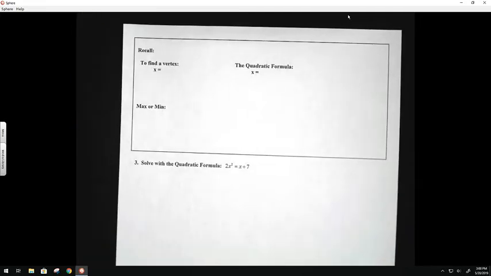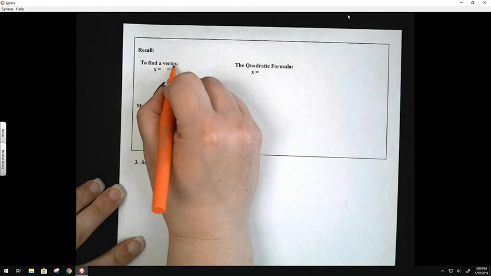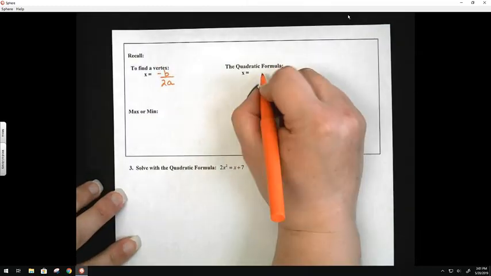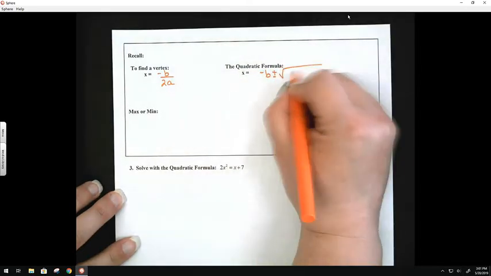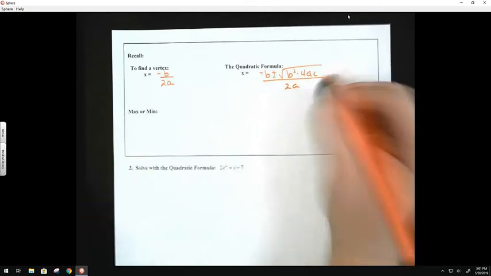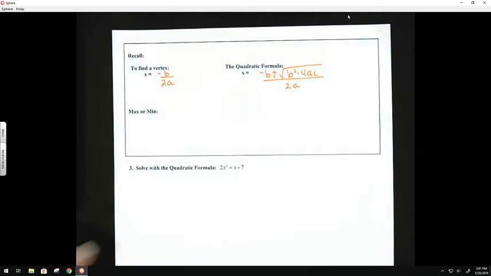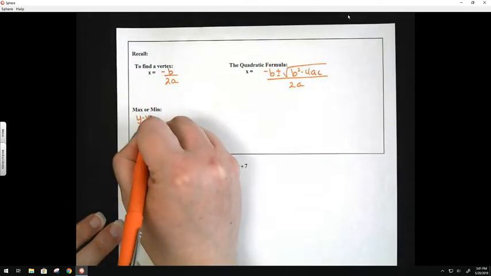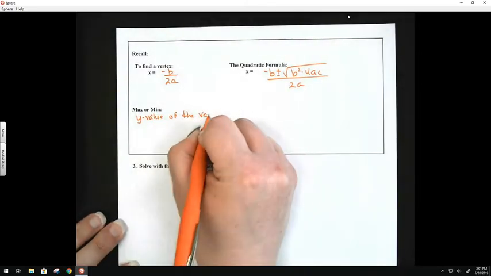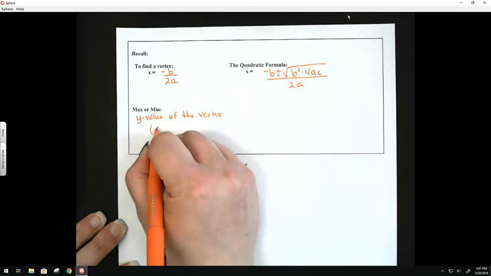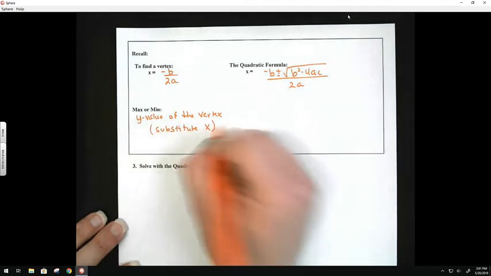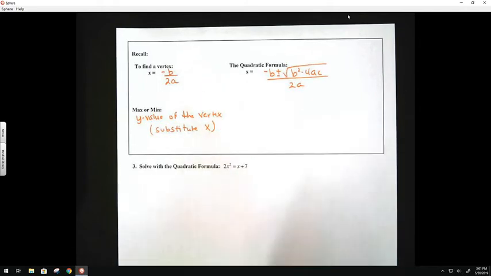So we know to find the vertex, we need x equals negative b over 2a. Hopefully you remember the quadratic formula. That's negative b plus or minus the square root of b squared minus 4ac, all over 2a. Hopefully you're singing it. Okay? And the min or max is always the y value of the vertex. So we get that by substituting the x value that we get when we do negative b over 2a.